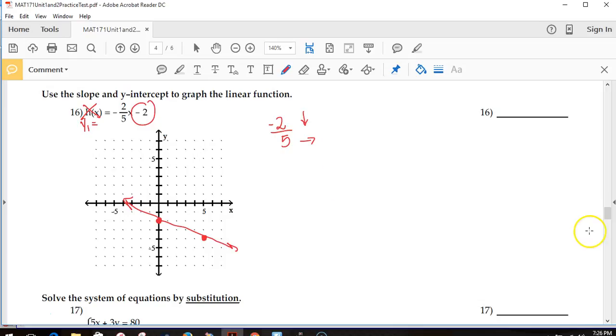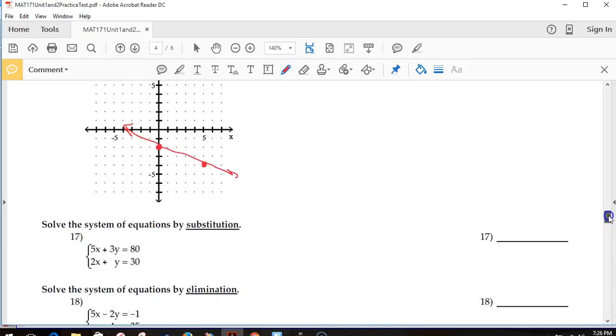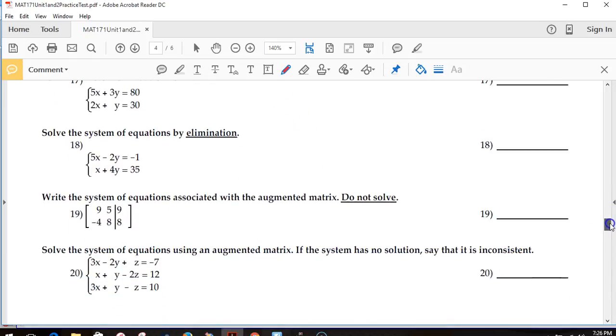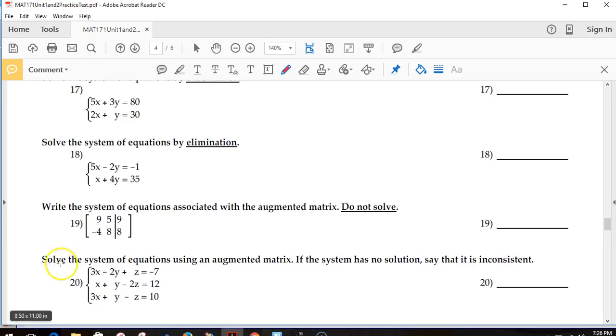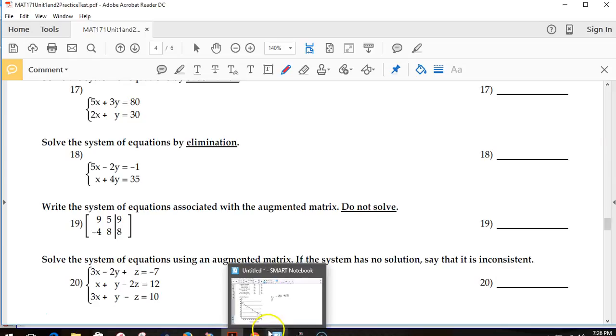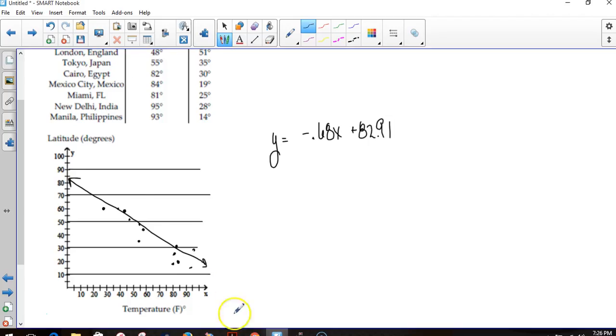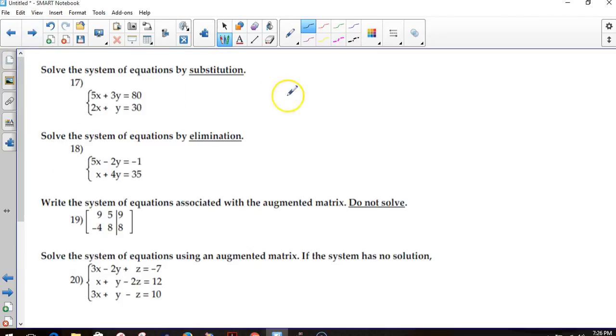17, 18, 19, and 20 have to do with systems. The last two, we're going to look at systems of equations using matrices. But for number 17, actually, I did move this back to the Smart Notebook so that we could have some more space.